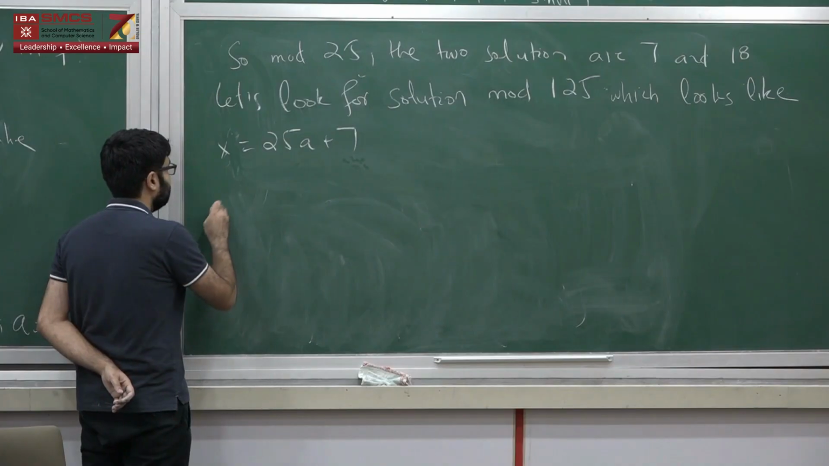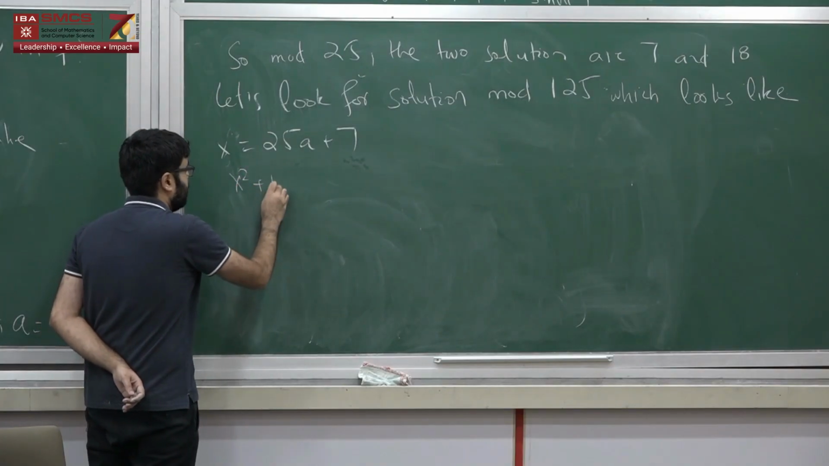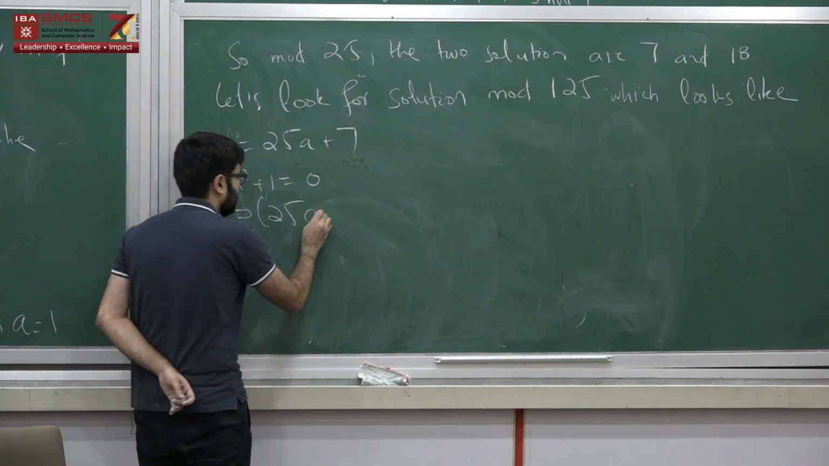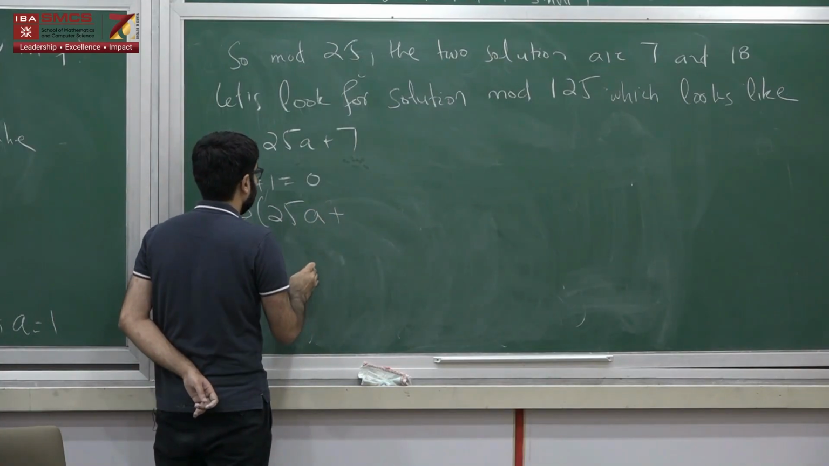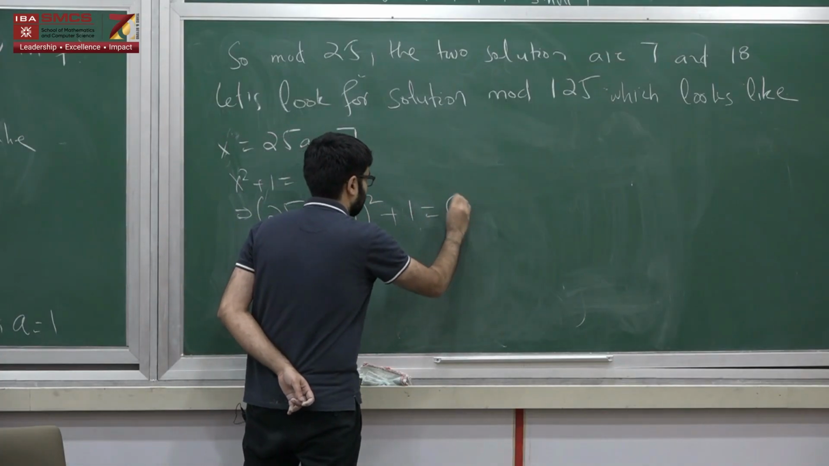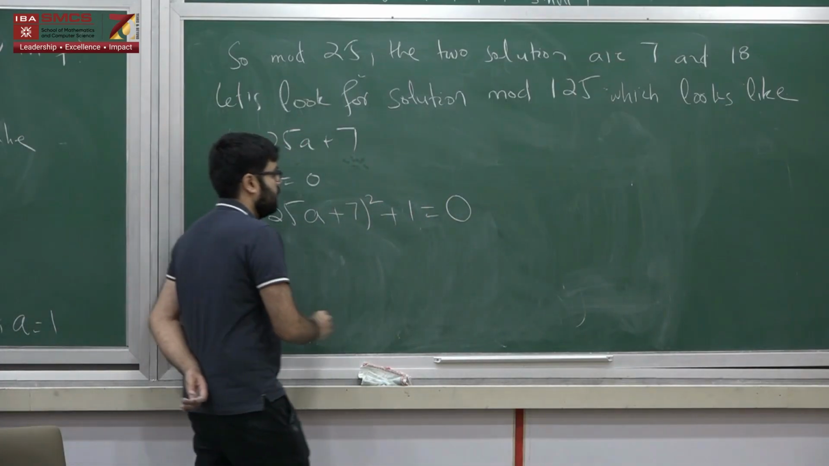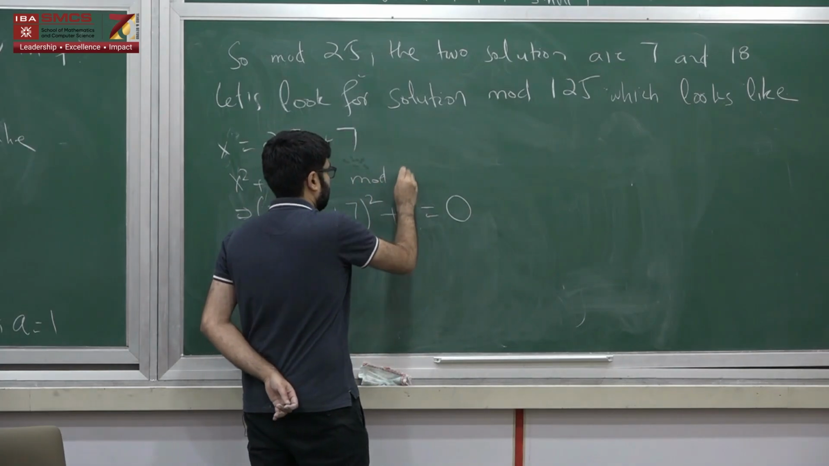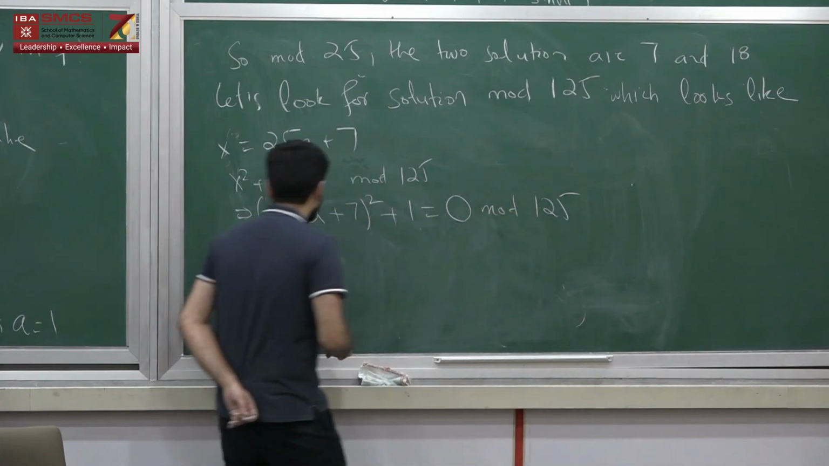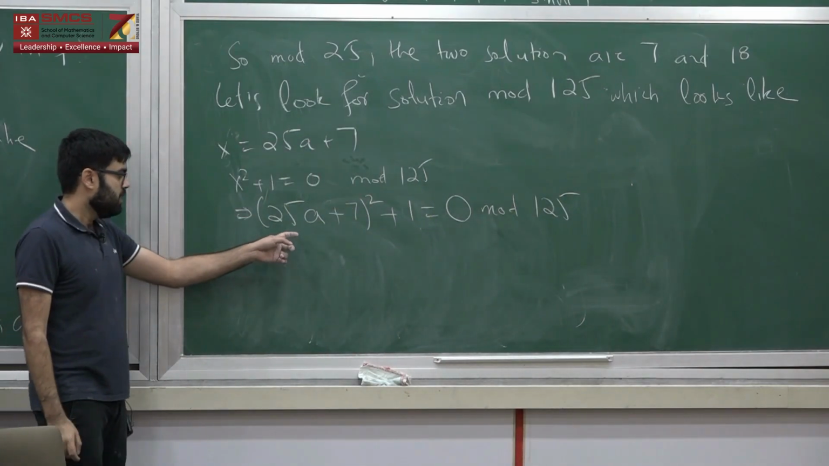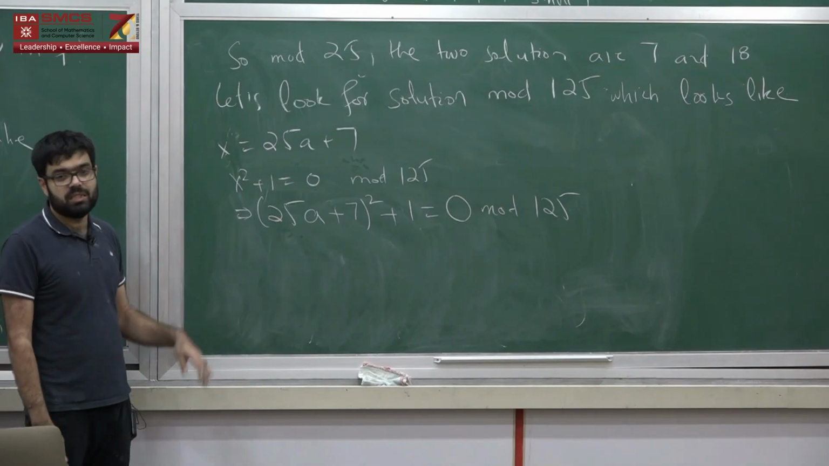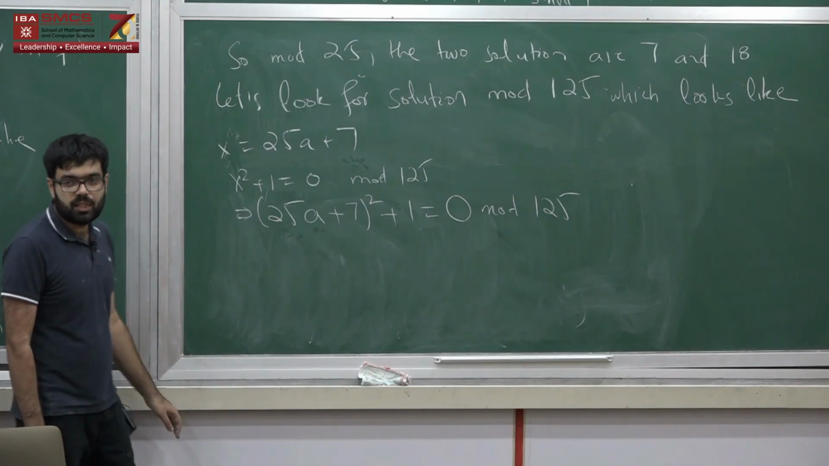So what should I get? x squared plus 1 is equal to 0. This tells me that (25a plus 7) squared plus 1 is equal to 0 mod 125. Now I will be quicker. 25 squared is 625, that will be 0. So I can forget about the quadratic term.